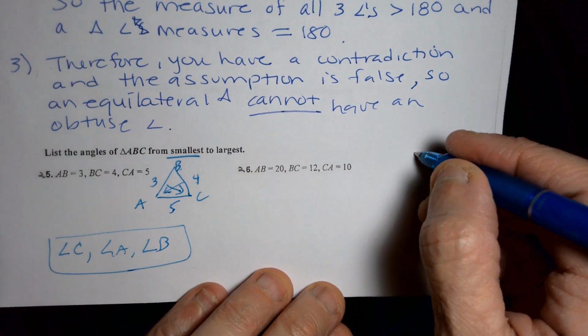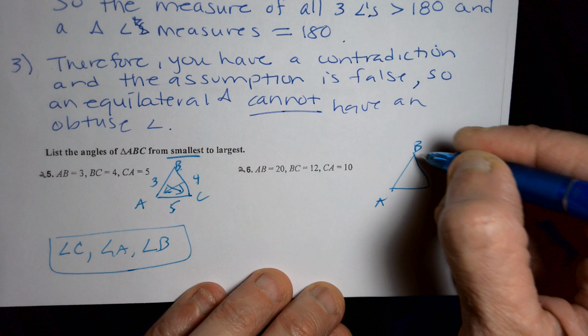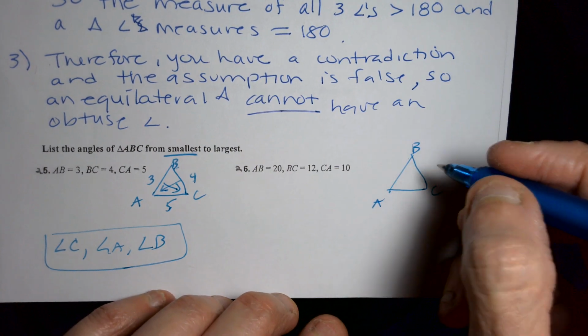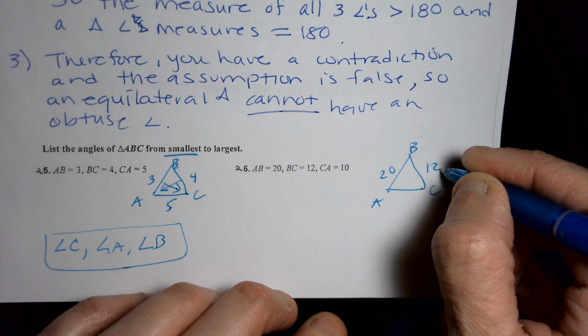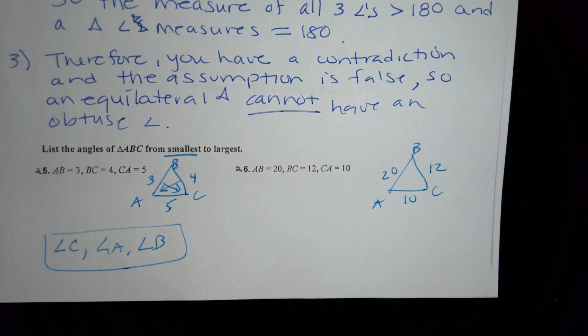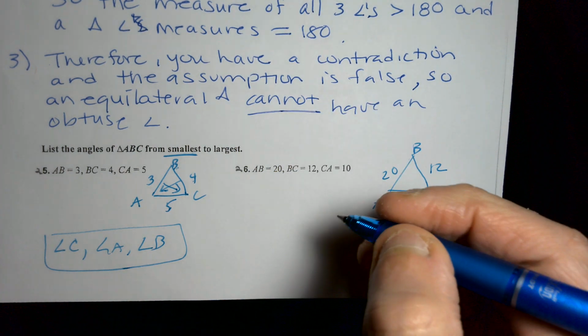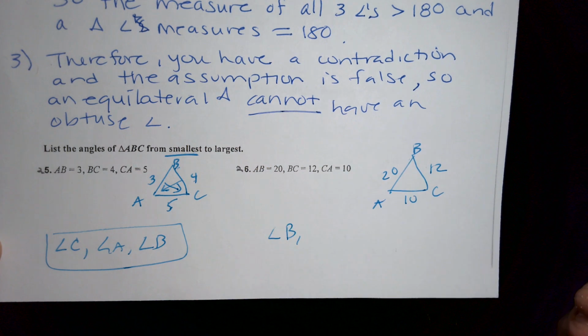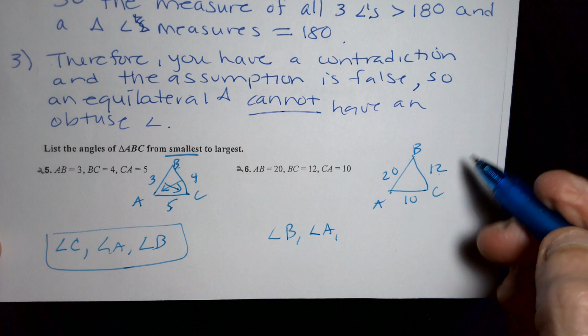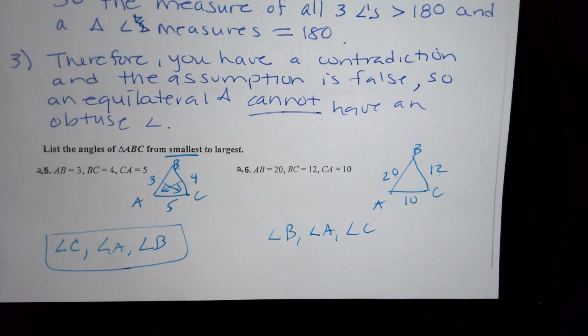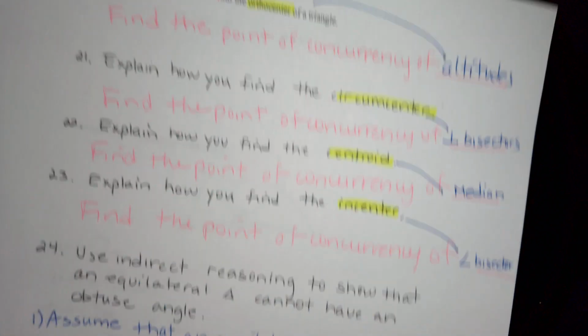Okay, draw myself another one, or I could use the same one and erase it. So AB is 20, BC is 12, and CA is 10. All right, so the smallest one is across from the 10, so that's angle B. The next smallest is across from the 12, so that's angle A. And then the biggest one is across from the 20, which is angle C. So I'm hoping those are really simple and straightforward. Those should be the nice ones to have.